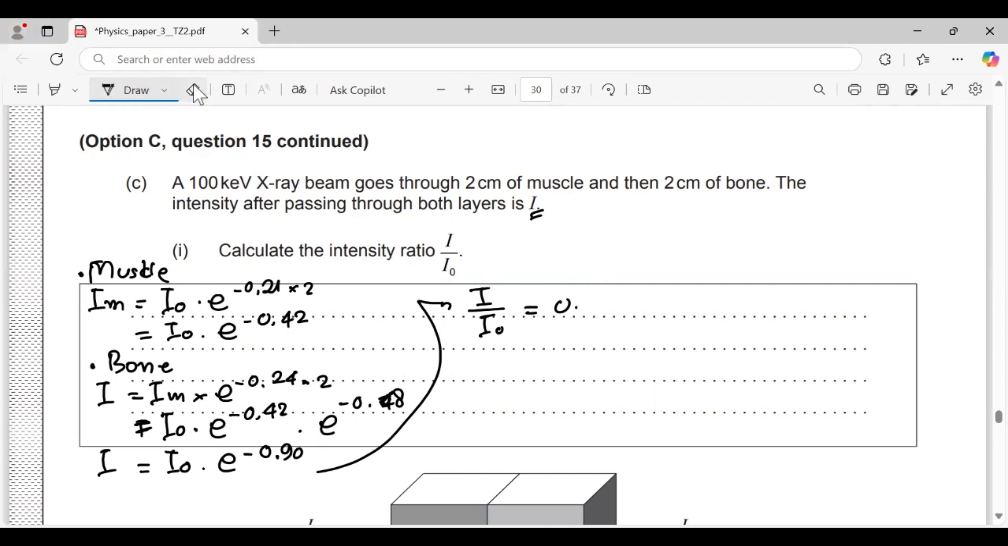Sorry, I0 first. E power minus 0.90, so it means I over I0 equals 0.4066. I over I0 is 0.41 when rounded off, or in percentage, 41%.